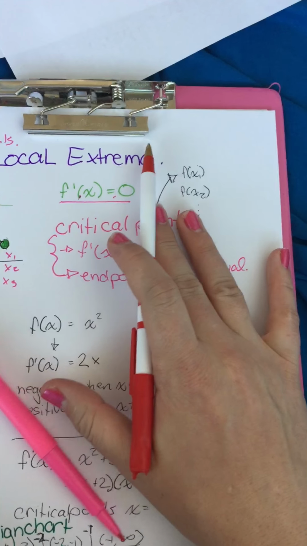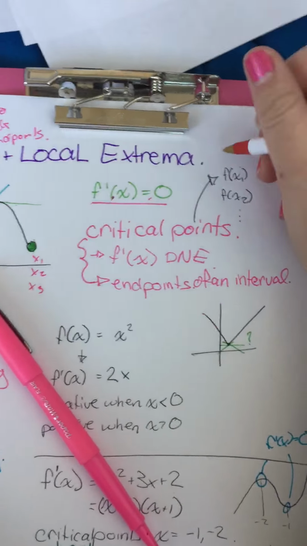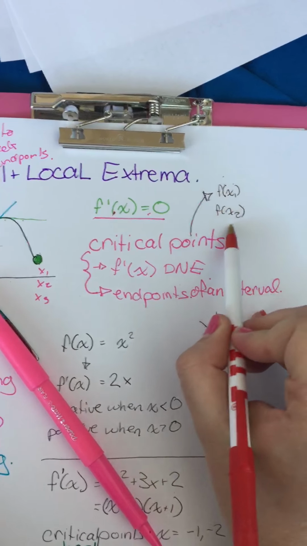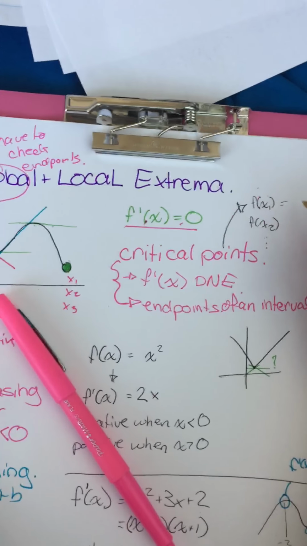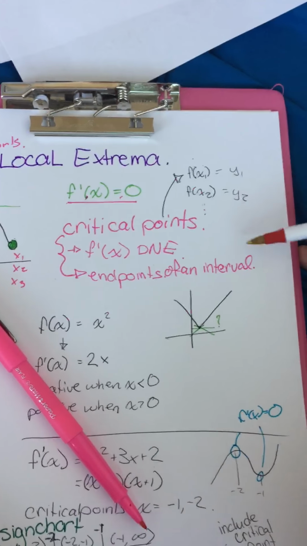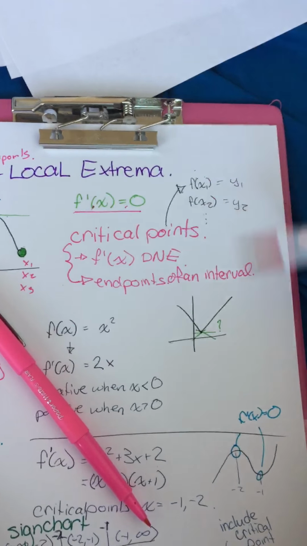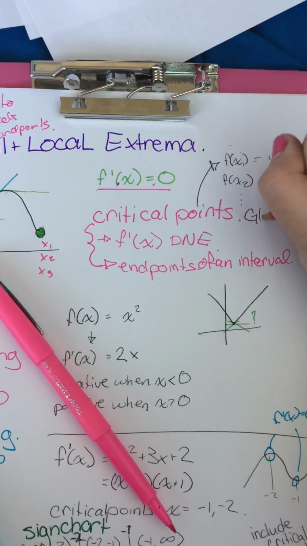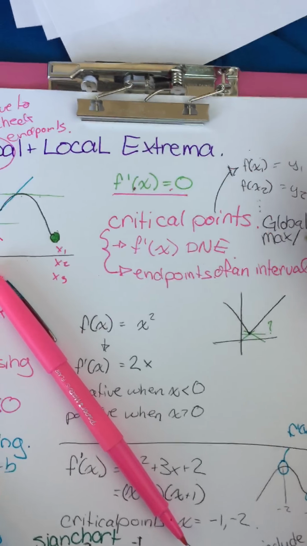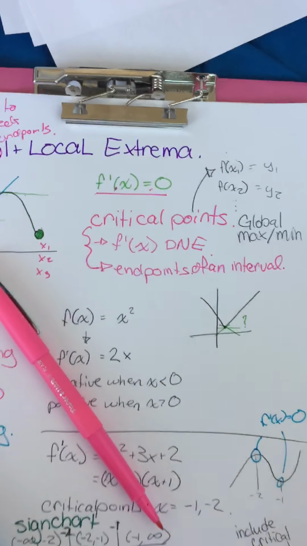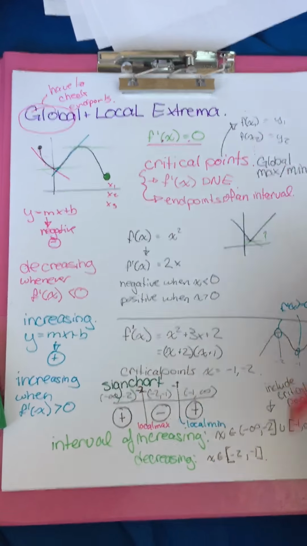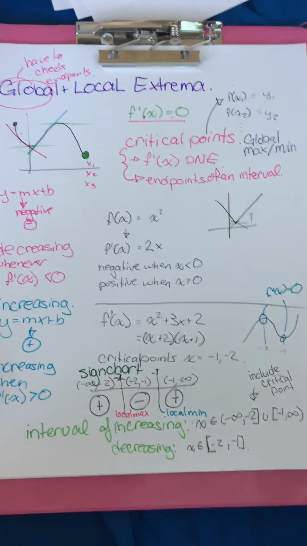We want to make sure that we're using the original function. We're not using the derivative here. So once we figure that out, we'll get various different y values. You'll get y1, y2. And then whichever one is the biggest y value, that's going to be our global maximum. And the smallest value will give us our global minimum. So that's all I have to say about global and local extrema, so minimum and maximum.